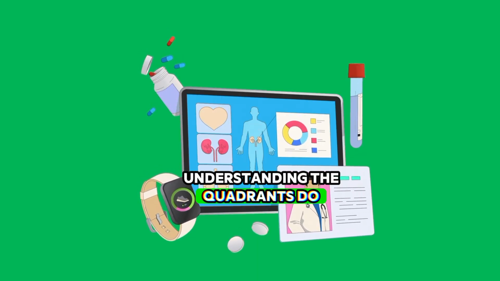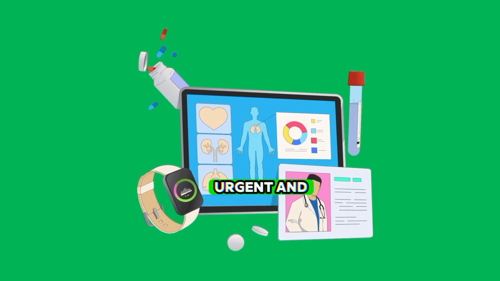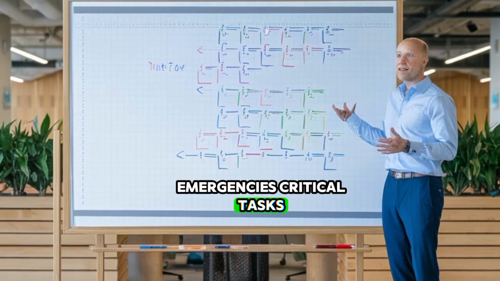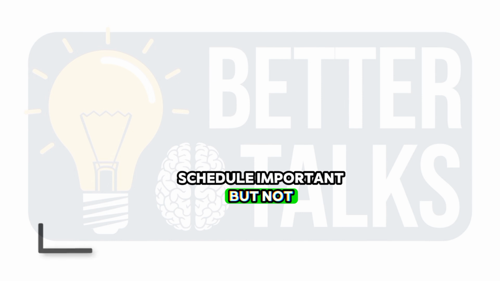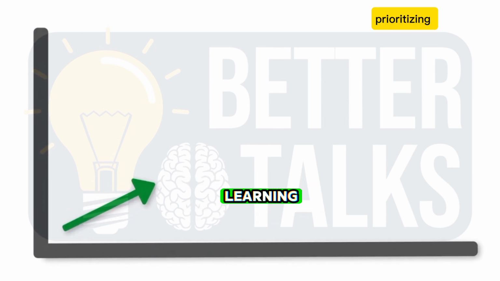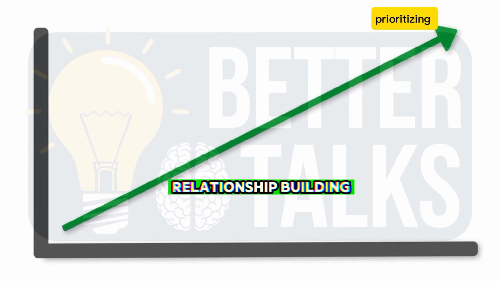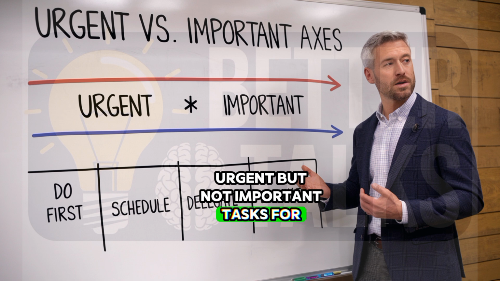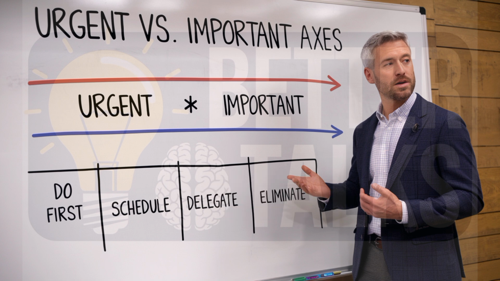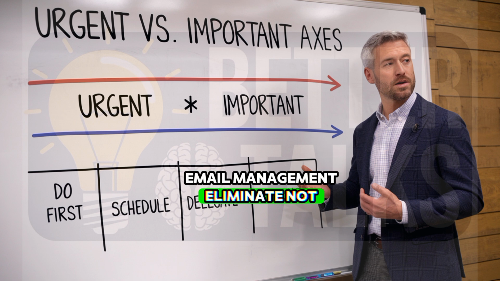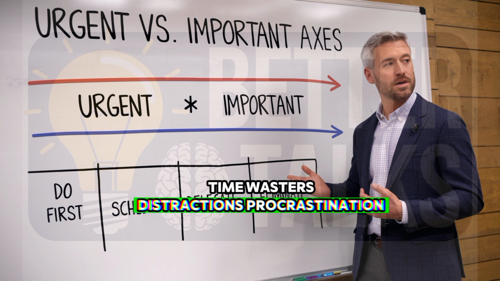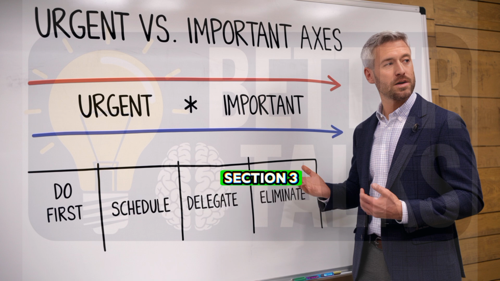Understanding the quadrants. Do first, urgent and important. Deadlines, emergencies, critical tasks. Schedule, important but not urgent. Planning, learning, relationship building. Delegate, urgent but not important. Tasks for others, interruptions, email management. Eliminate, not urgent and not important. Time wasters, distractions, procrastination.